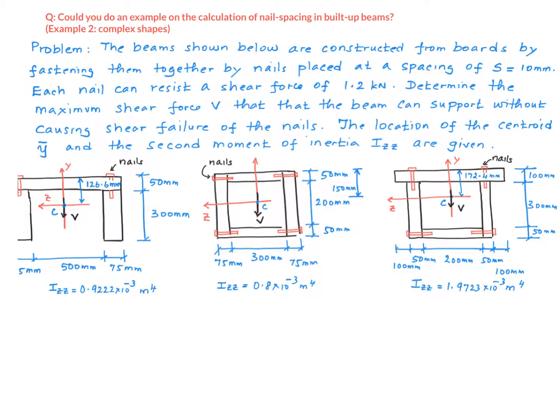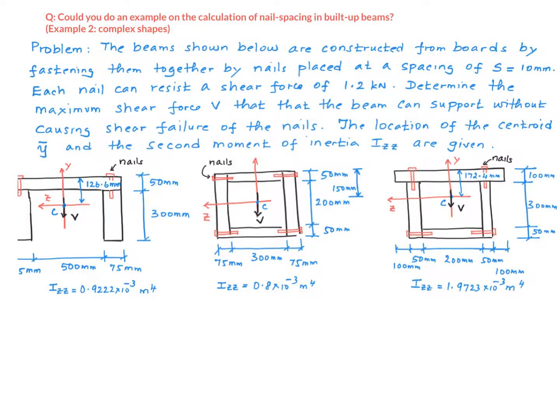These beams are constructed out of boards by fastening them together by nails at a spacing of S, and we have a value for S. S is 10 millimeter. It's given that each nail can resist a shear force of 1.2 kilonewton. The question is to determine the maximum shear force V that the beam can support without causing shear failure of the nails.